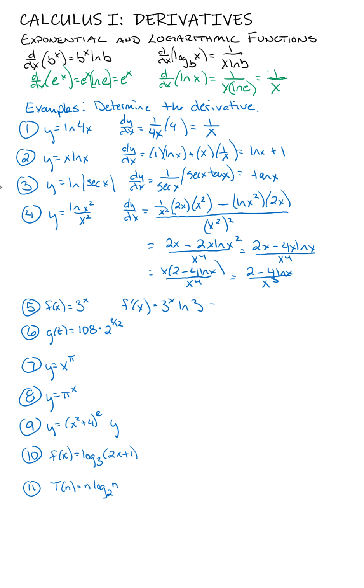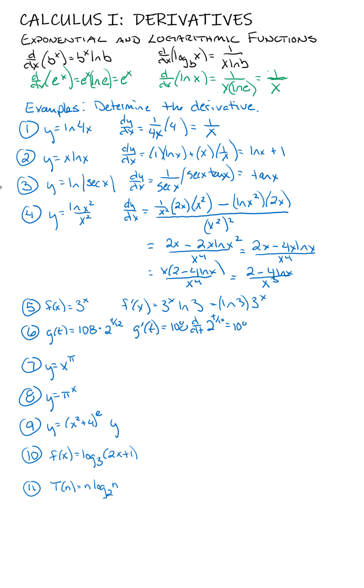It is sometimes common to write that natural log of 3 as the coefficient. So natural log of 3, remember that's just a number, times 3 to the x. Either way, it's completely acceptable. All right, on to example 6. g of t is equal to 108 times 2 raised to the t over 12. So to find g prime of t, notice our variable here is t, we're going to keep that 108 and then simply take the derivative d dt of 2 to the t over 12.